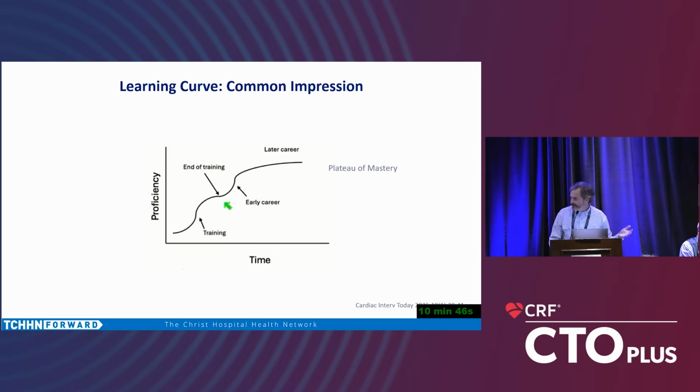Oh my gosh, I can't look behind me and ask what size stent to put in or how to interpret this IVUS. It's all on me now. And then eventually you reach what's called in the literature a plateau of mastery. But I would argue that it's really the plateau of complacency. People tend to get stuck in their ways, they figure out where their natural point is, and they just kind of settle there.